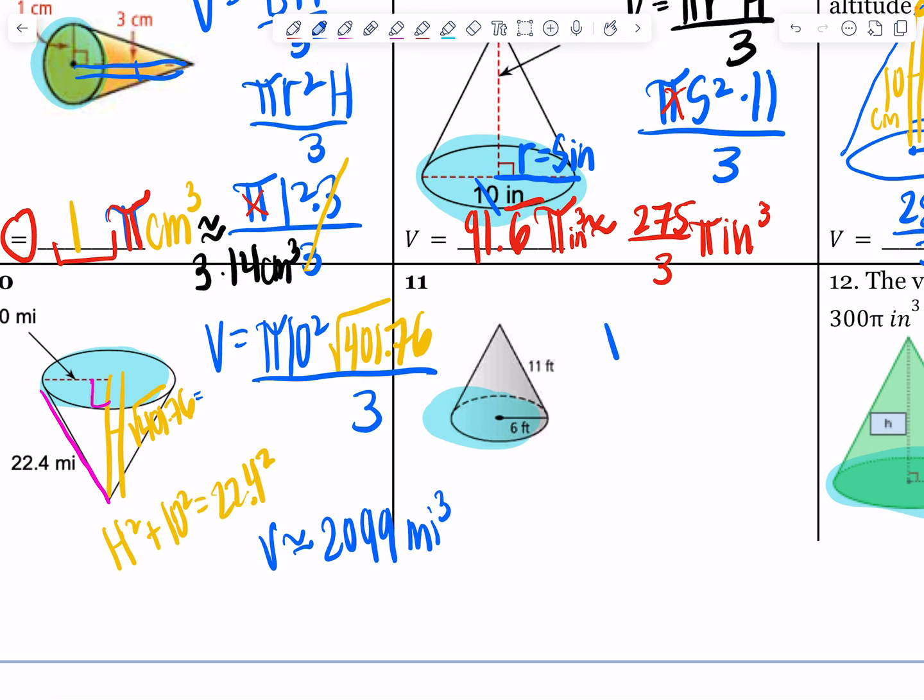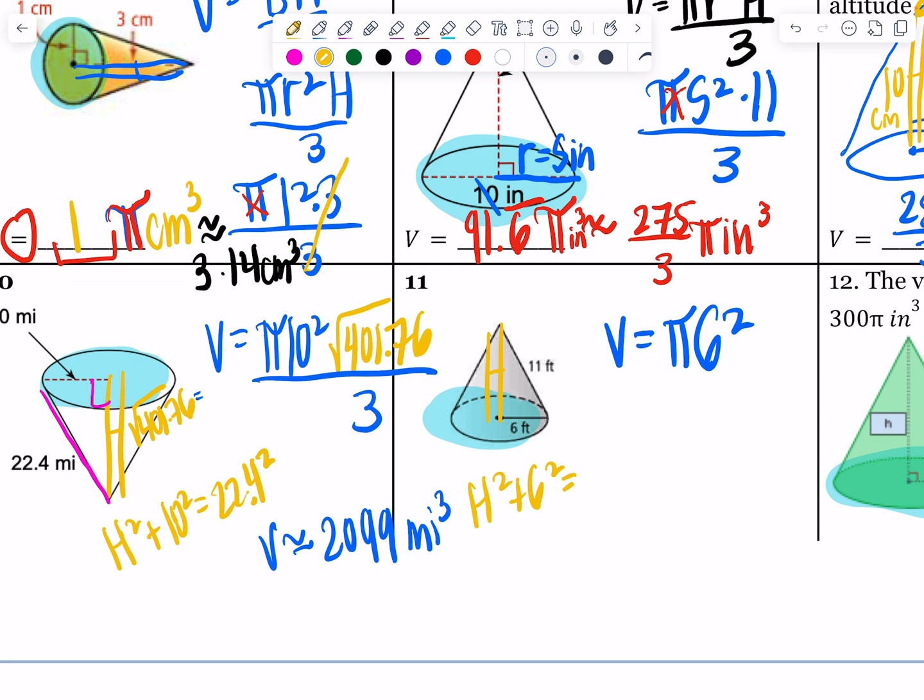All right. Volume equals pi times, again, we've got to find our height here. So we're going to have to use the Pythagorean theorem. So that's going to be pi times 6 squared. What is my height going to be? My height is going to be h squared plus 6 squared equals 11 squared. So of course, we're doing 11 squared minus 6 squared. That gives me root 85. Okay, so I'm going to use root 85.